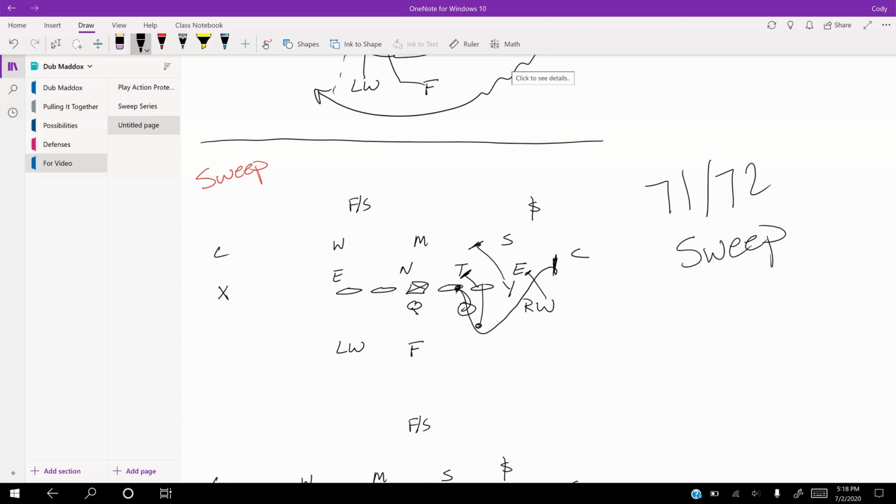Okay, so this is really deep. That's really important that you get deep and again back inside out so that you can get a kick out on the force player, which in this case is the corner. We're blocking back here.